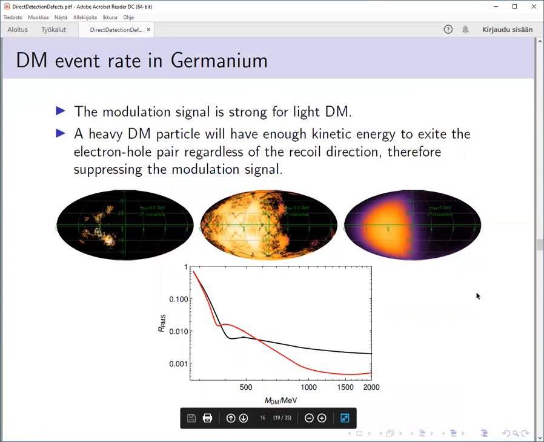But of course, this range depends on the material. So for a given nuclear mass, you get the given range of dark matter masses that are relevant. And then, of course, you could maybe build an experiment with different materials to probe different dark matter masses with this. That's the idea.